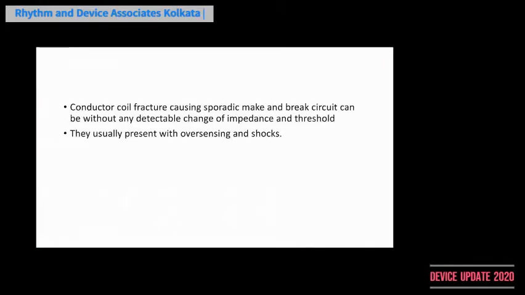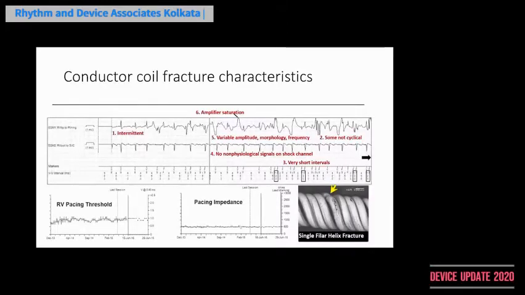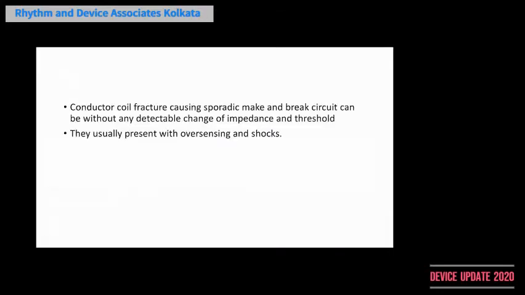So conductor coil fractures, mostly sporadic, can be without any detectable change of impedance and threshold. Here we see the curve below. You can see that the pacing impedance and threshold, everything is normal. Every time you are interrogating, you are getting a normal value. So that is some background on where you can get a conductor coil fracture.